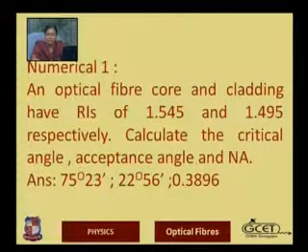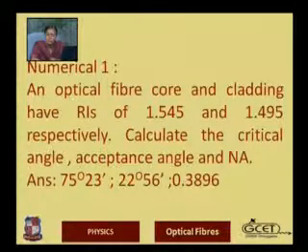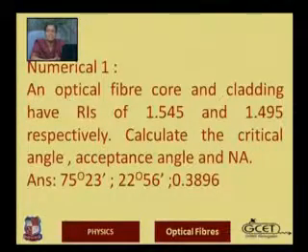1.495 respectively. Calculate the critical angle, the acceptance angle and the numerical aperture. For the critical angle we have the equation sin φc equal to μ1 by μ2, or you can say it is n2 by n1. For the acceptance angle we have just now derived the equation: θin max, or say φin max, equal to the sine inverse of the square root of n1 square minus n2 square, and NA is simply the sine of this acceptance angle.